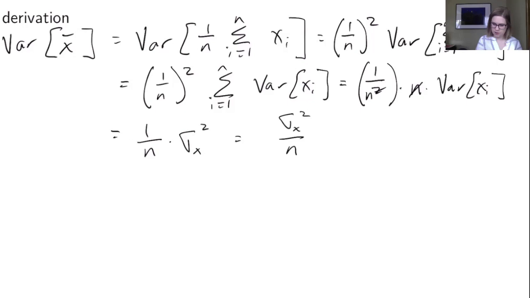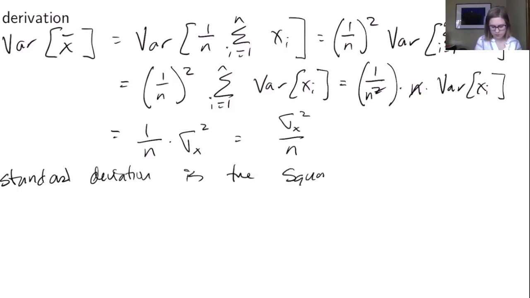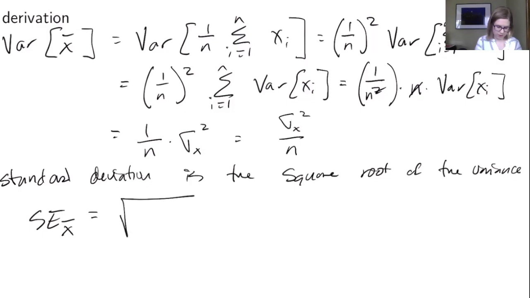But then the thing to remember is that the standard deviation is the square root of the variance. So if I want the standard error for x bar, I'm going to take the square root of the variance, which is sigma of x squared over n. And I could rewrite that as sigma of x over the square root of n. So that's the standard error formula for a single mean.